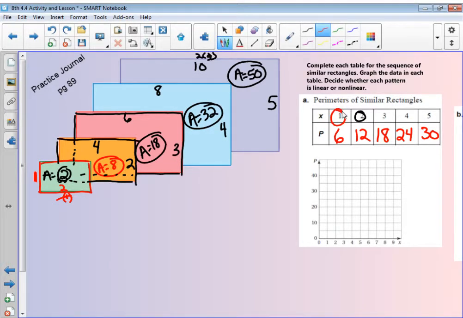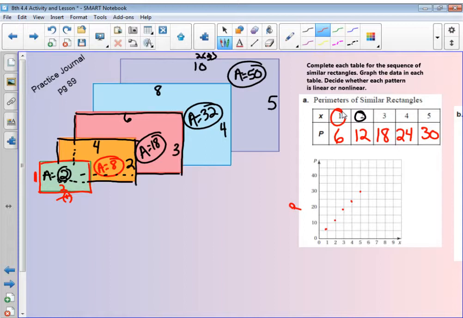So my x was 1. My p here, which was my perimeter, was 6. So over to 1, up to 6, approximately somewhere in there. It's not going to be perfect on my smart board. Sometimes it's slightly off. Okay, so my next one was, when x was 2, the p, or the perimeter, was 12. And when x was 3, my perimeter was 18. When x was 4, my perimeter was 24. And when x was 5, my perimeter was 30.